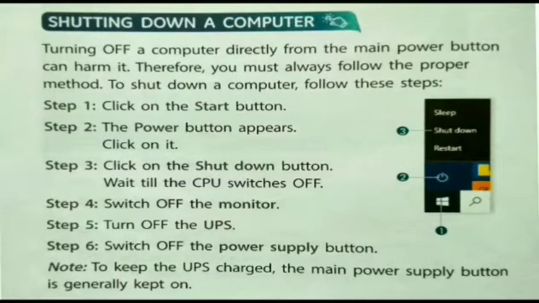Shutting down a computer. How should we shut down a computer properly? Let's know this. Turning off a computer directly from the main power button can harm it. Therefore you must always follow the proper method. To shut down a computer, follow these steps. Step 1. Click on the start button. The power button appears. Click on it. Click on the shutdown button. Wait till the CPU switches off.